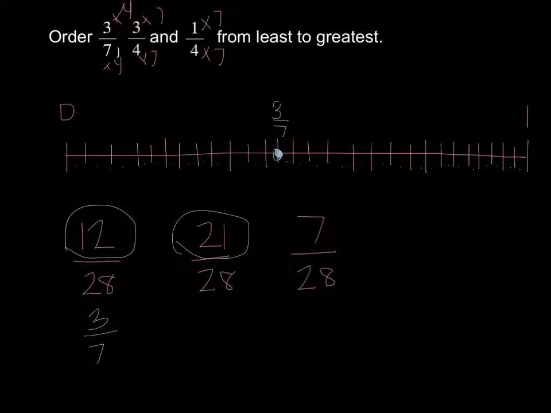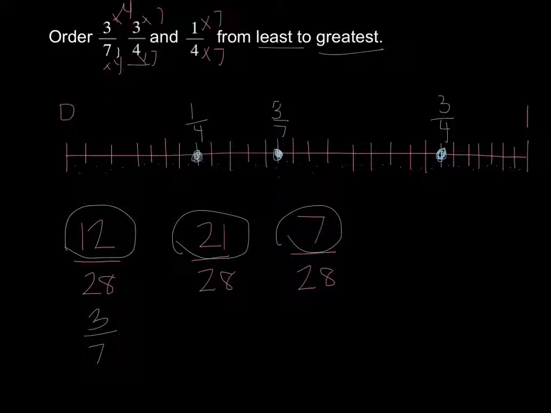Now I have to count to the 21st spot. Well, if this was 12, I can just keep going: 13, 14, 15, 16, 17, 18, 19, 20, 21. And again, let's put our original number down, which was 3/4. And lastly, we have 7/28. So it'd just be 1, 2, 3, 4, 5, 6, 7. Here is our 1/4.